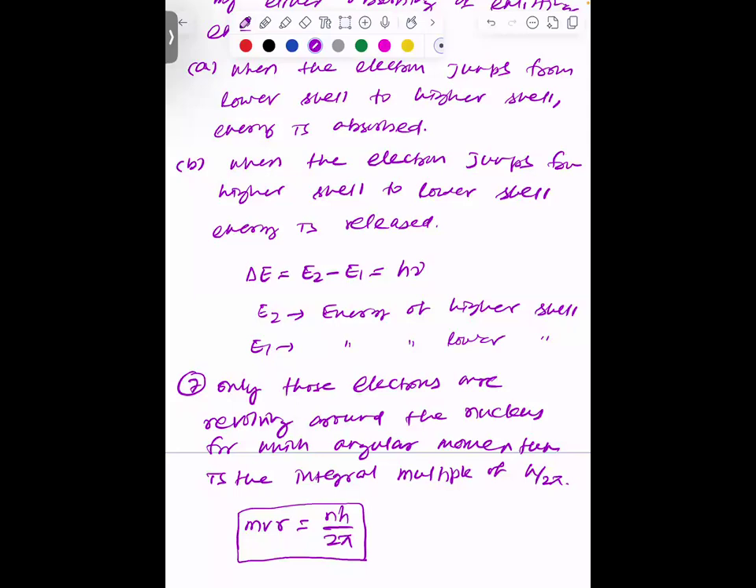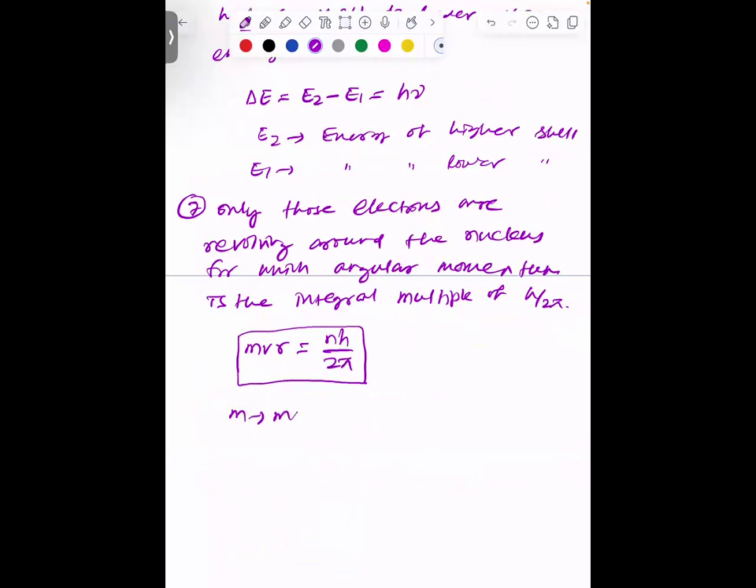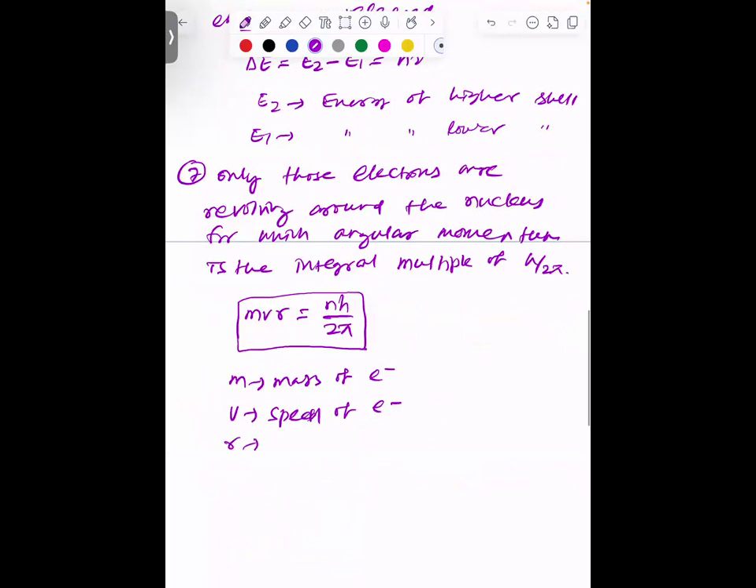Here n stands for the cell number. Suppose an electron revolves in cell number 3. m stands for the mass of the electron, v is the speed of the electron, r is the radius of the orbit, and n is the cell number. Now I think all of you got this. If all these conditions are fulfilled, then only the electron can revolve around the nucleus.